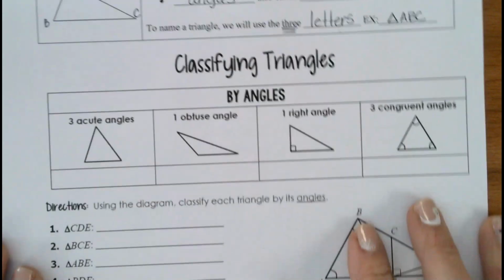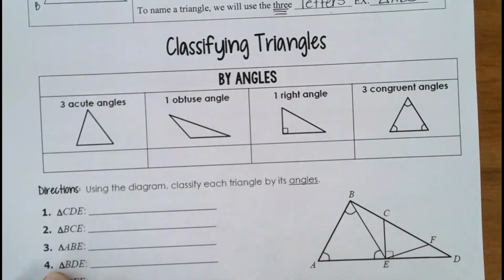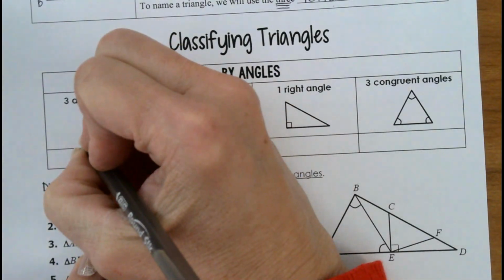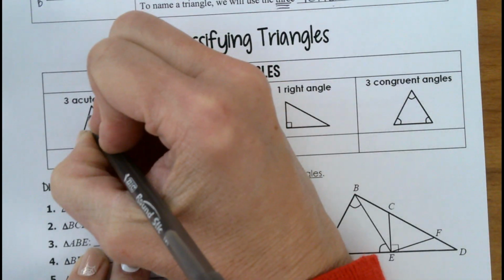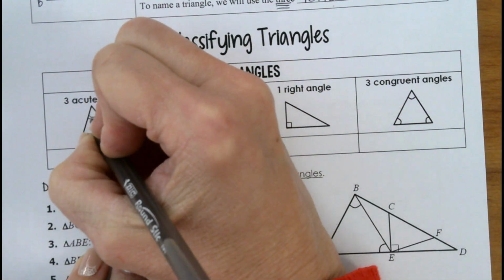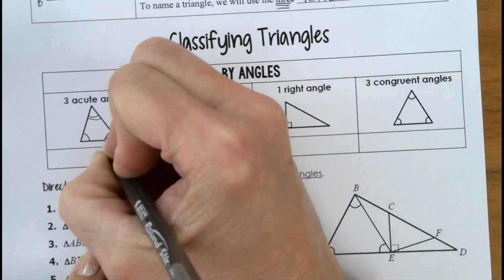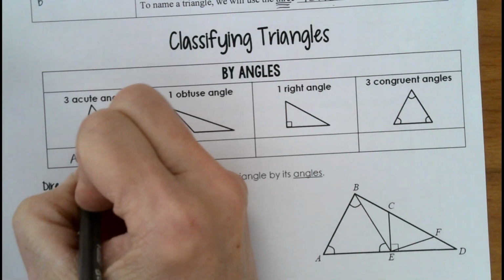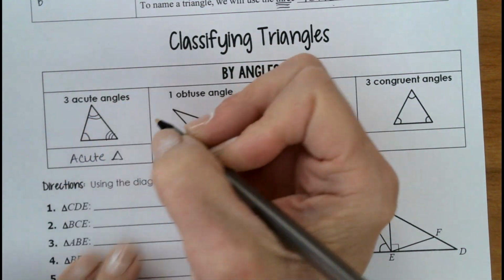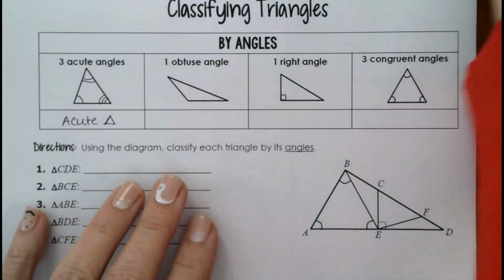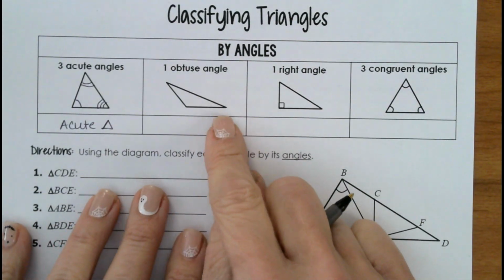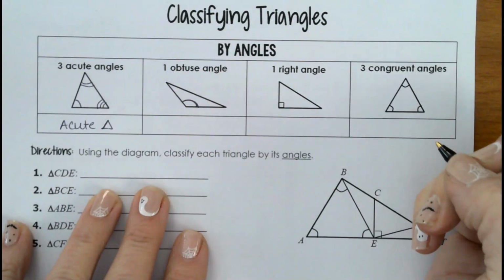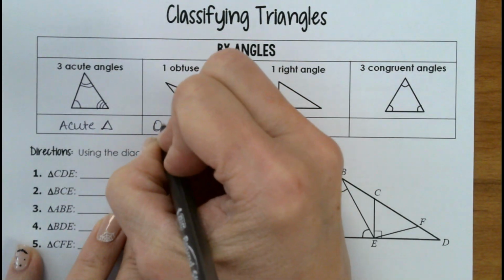All right, so now when you classify angles, you have options. 3 acute angles, and you can see them. I have an acute angle here, an acute angle here, and an acute angle here. Okay. That is called an acute triangle because all of the angles are acute. In the next one, just like in your warm-up, you have 1 obtuse angle. So this is an obtuse triangle.